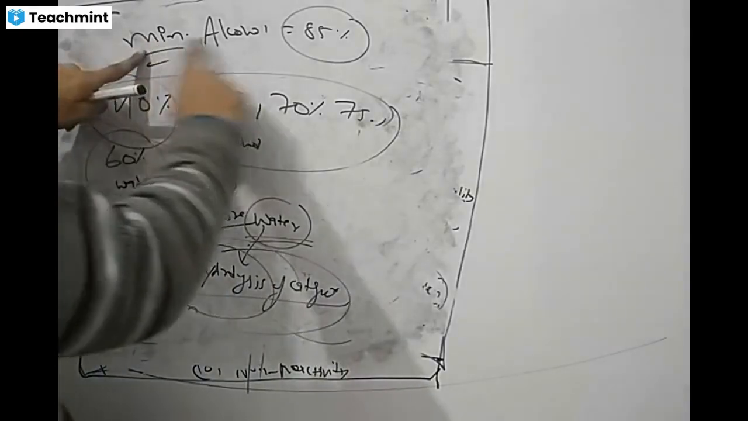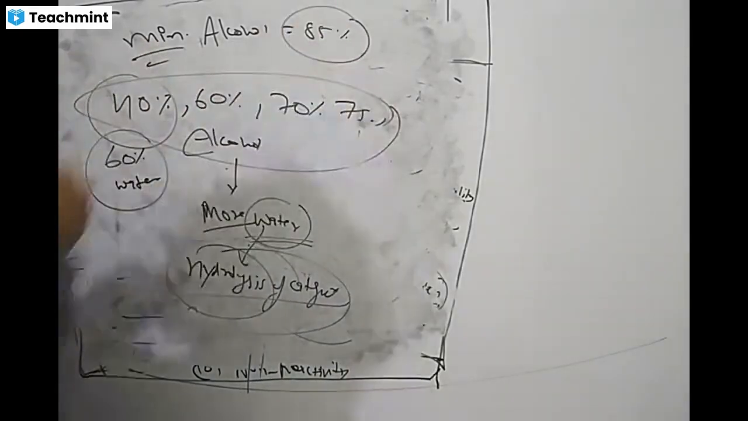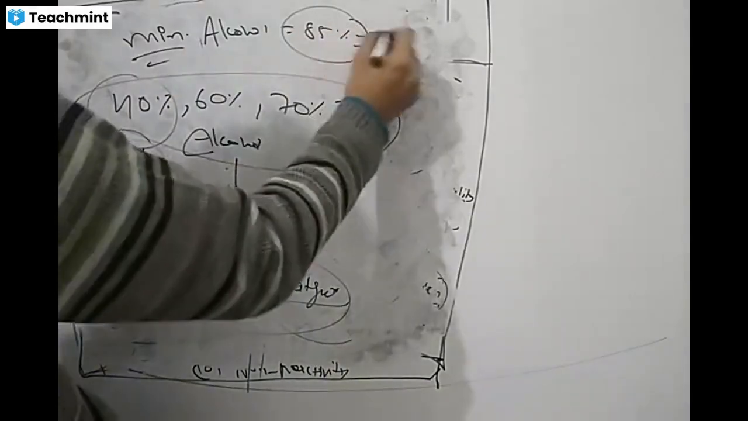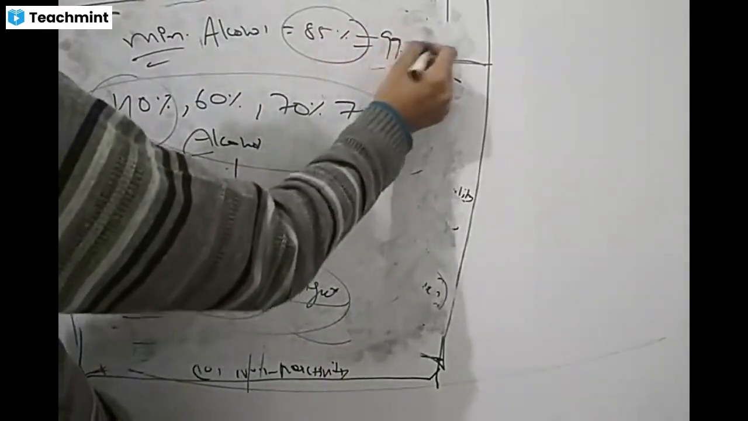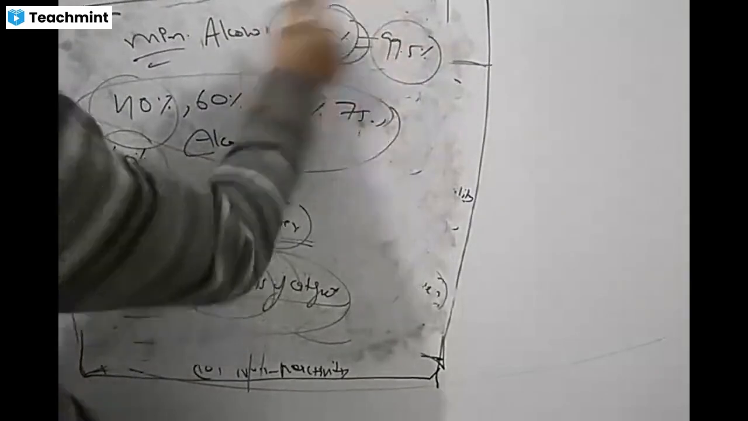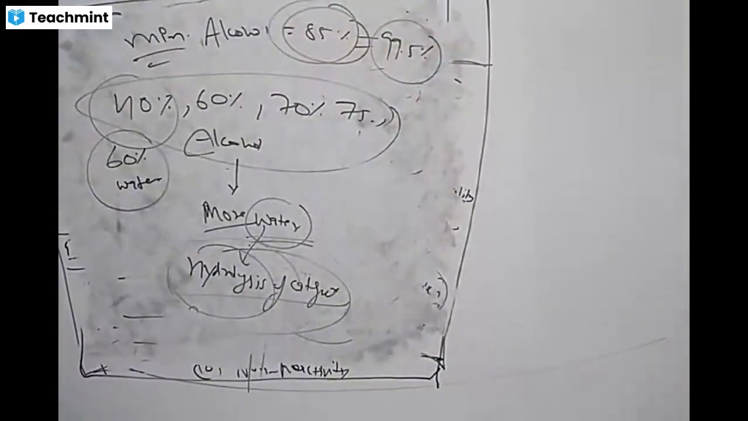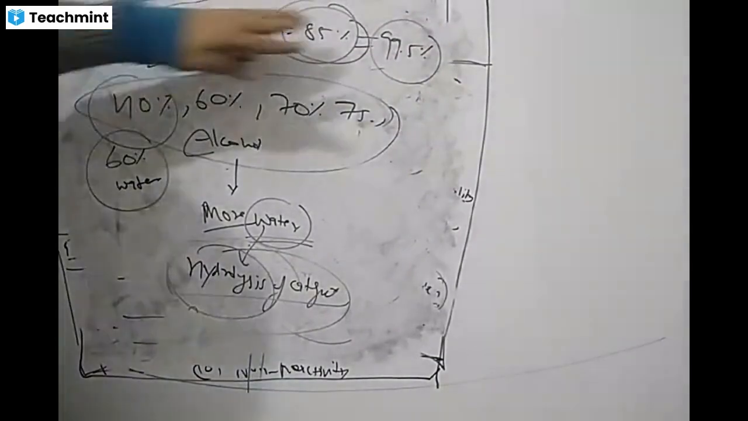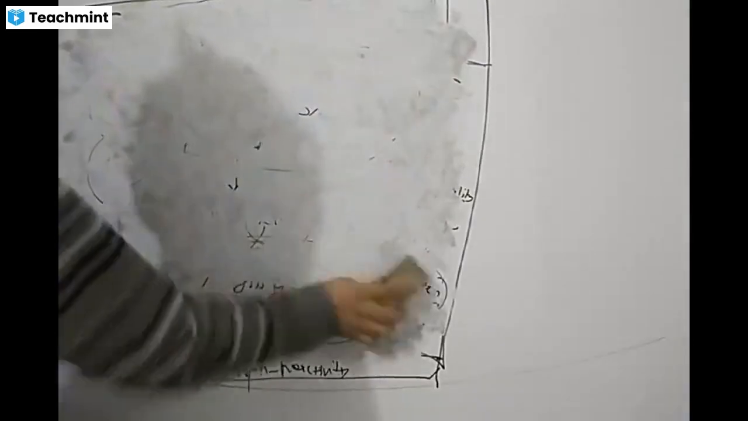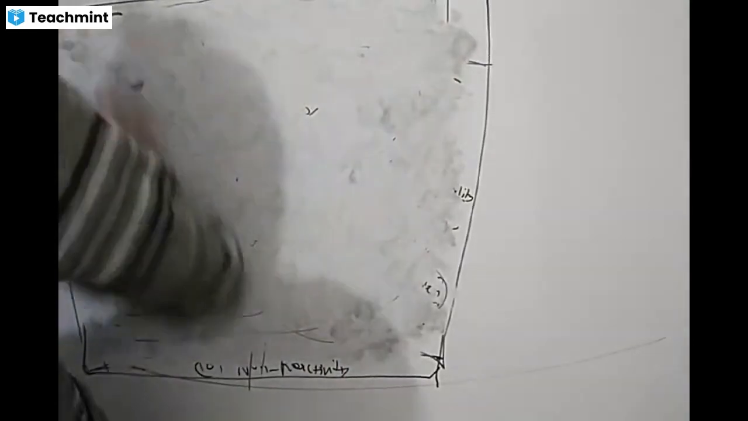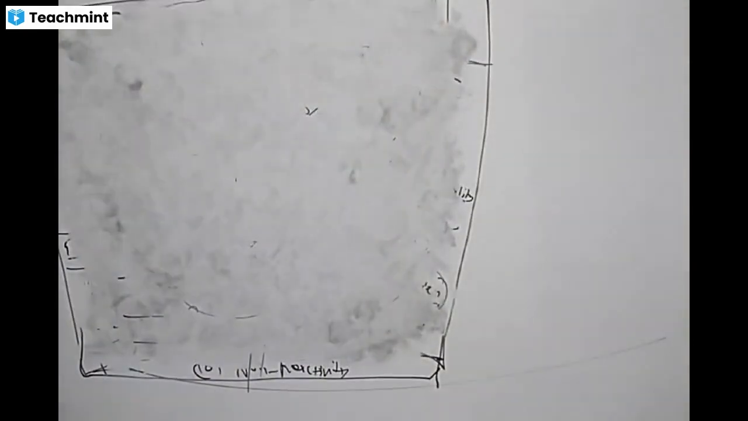So the minimum recommended alcohol is 85%. Maximum may be 99, 99.5%. Above 85, you can take 90%, 91, 92, but the minimum should be 85%. So this is the packaging of your catgut in alcohol.